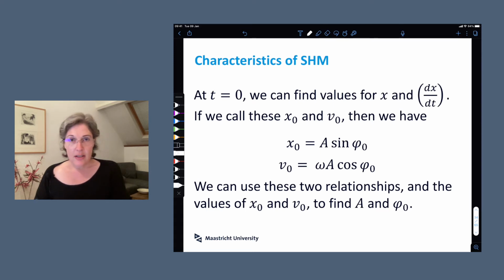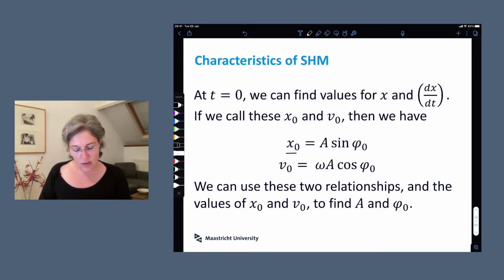Okay, so at time t equals 0, we can find some values for x, and so for the displacement and the velocity. And if we label these initial values x0 and v0, then we know that we must have that x0 is equal to A times sine of phi 0, because our term omega t will be 0 when t is equal to 0. And similarly, if we differentiate like we just did in the previous example and substitute in t equals 0, we'll find that our initial velocity is given by this.